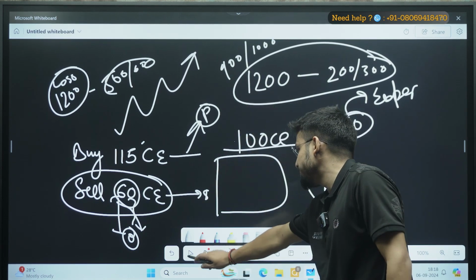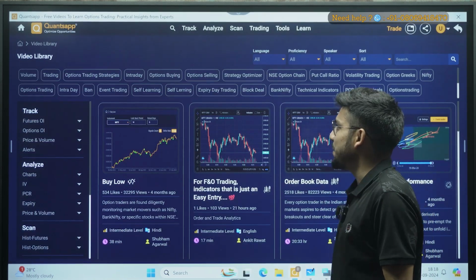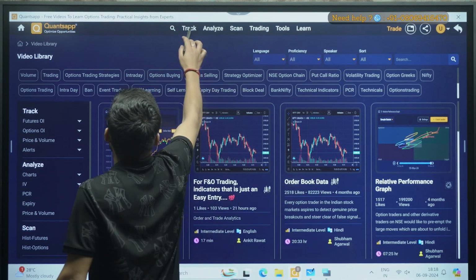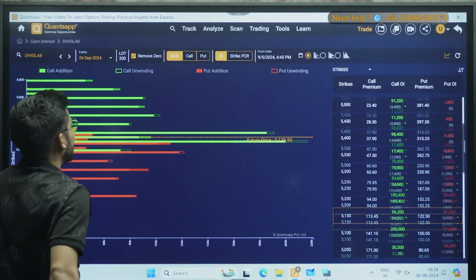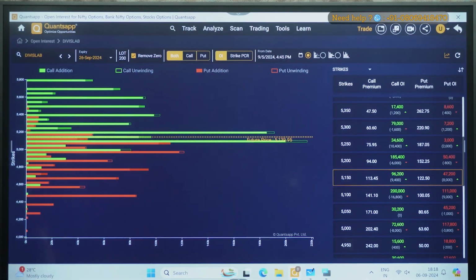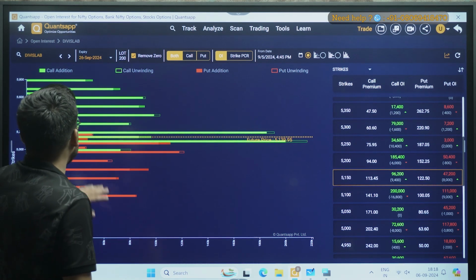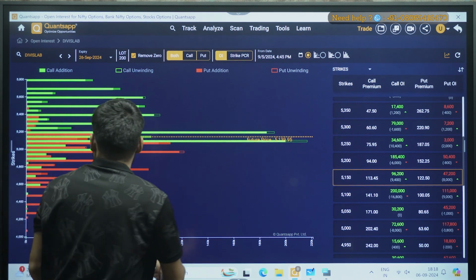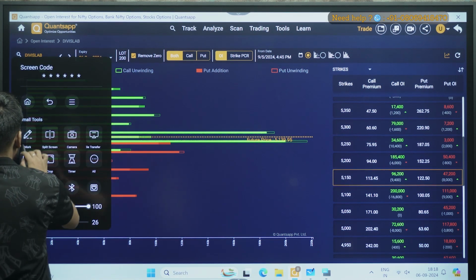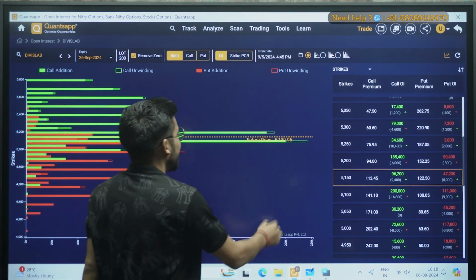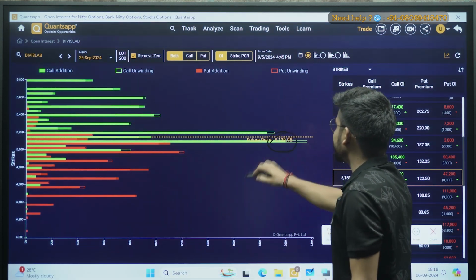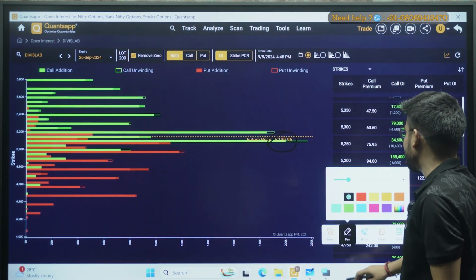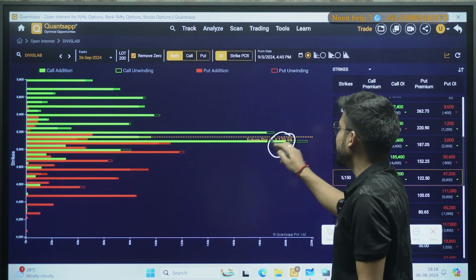What we have here, if you go to the Quantsapp application, right? In the track option, first of all, you have to open the open interest. When you analyze the open interest, for example, right now the Divis Lab stock is open. Okay, so I can see here in Divis Lab that right now the market price is 5139, okay?